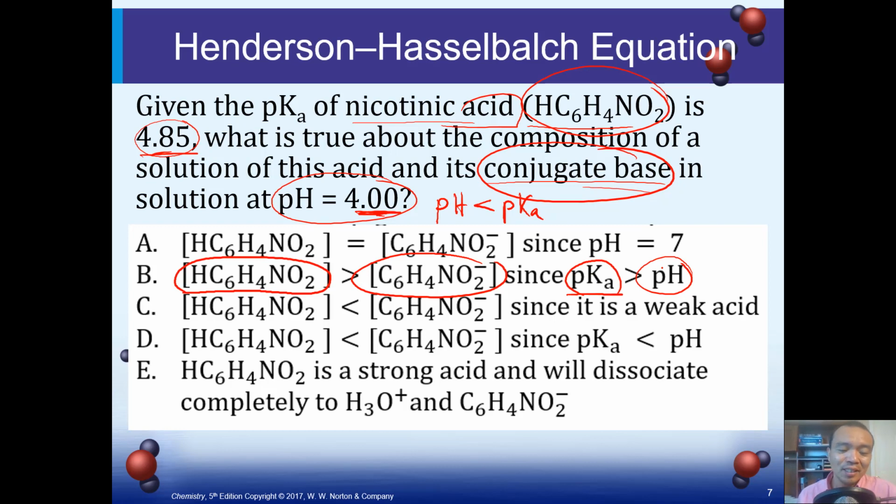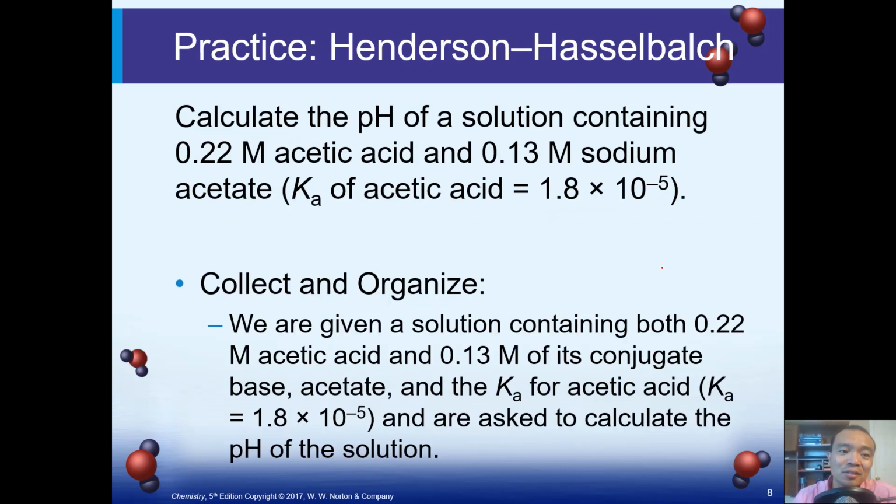All right, let's do another example. This example will be a simple calculation using the Henderson-Hasselbalch equation. Calculate the pH for a solution containing 0.22 molar acetic acid and 0.13 molar sodium acetate.